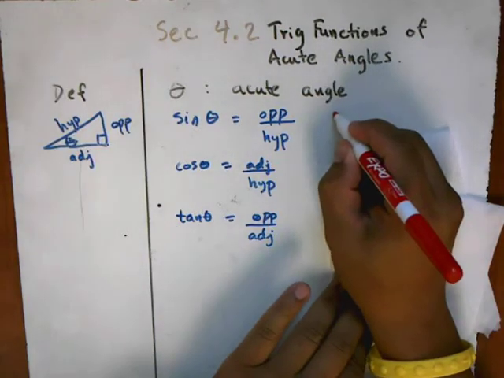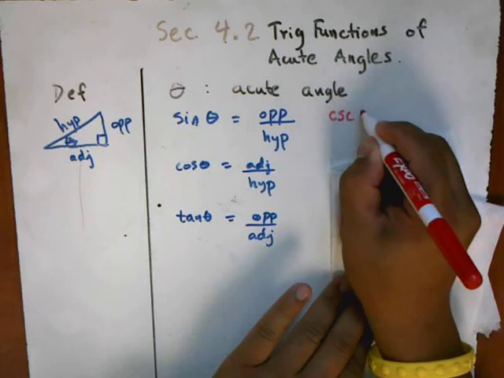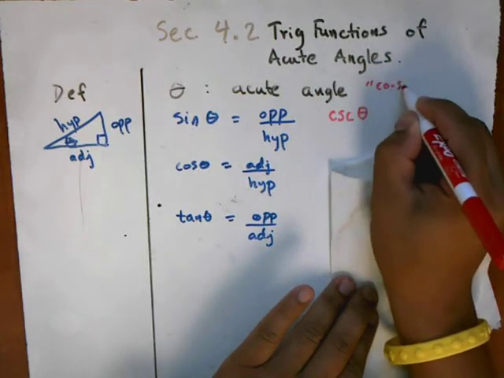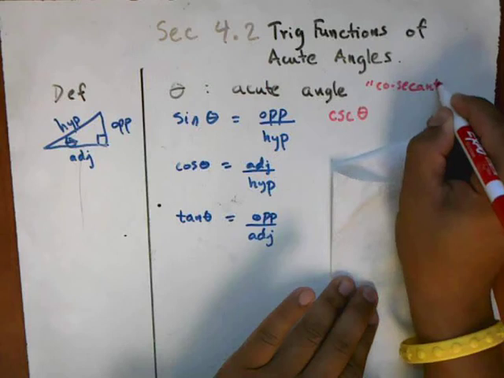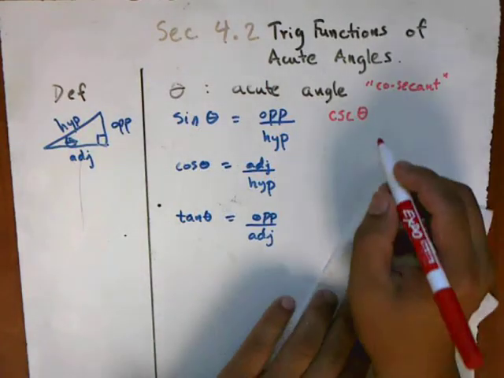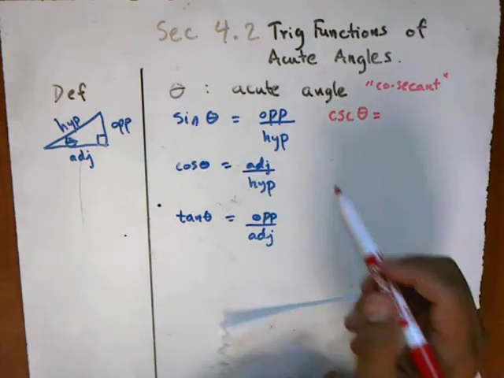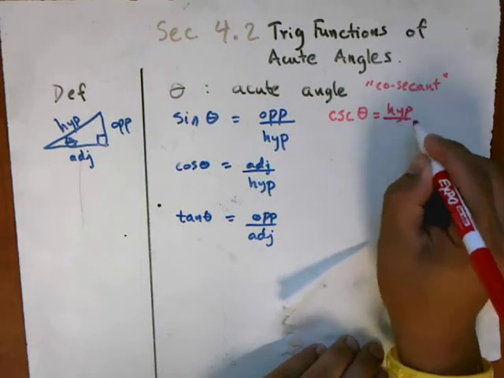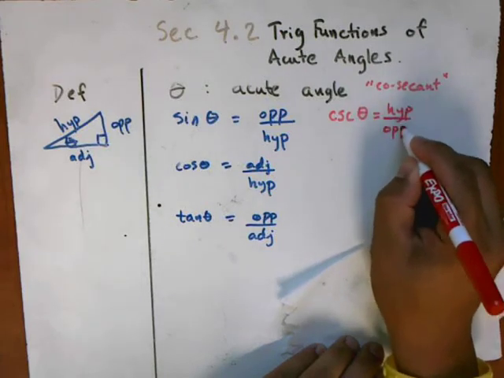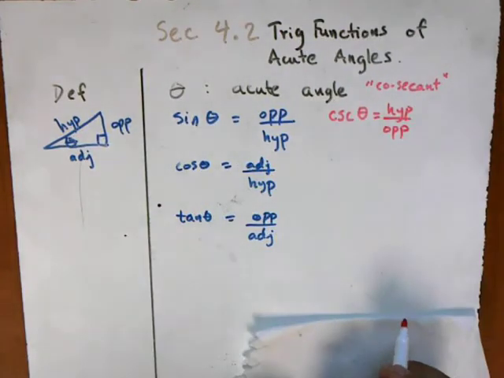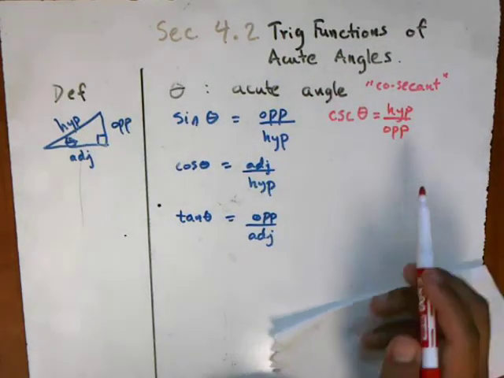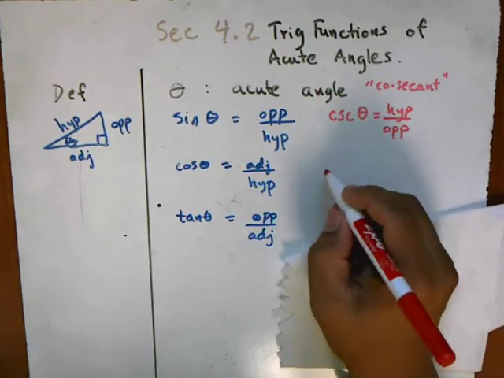First is cosecant. This is pronounced cosecant. And that is the ratio of the hypotenuse over the opposite side. And you can see it's basically the reciprocal of the sine function.